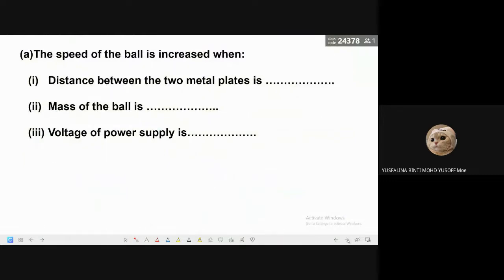All right, so now, how to increase the speed of the ball? The speed of the ball is increased when the distance between the two plates is increased. We already know v equals s over t. So when you increase the distance here, the velocity also increases. The speed is actually the velocity, I mean the magnitude, right?